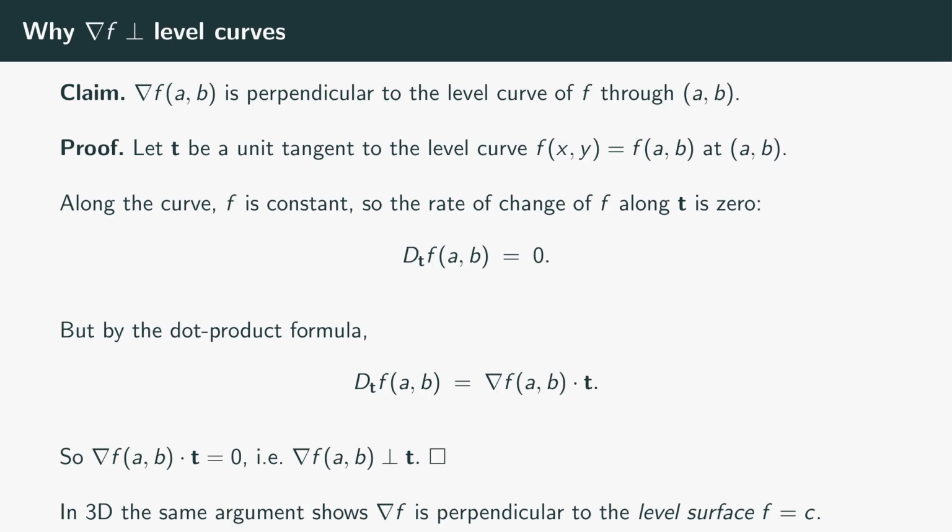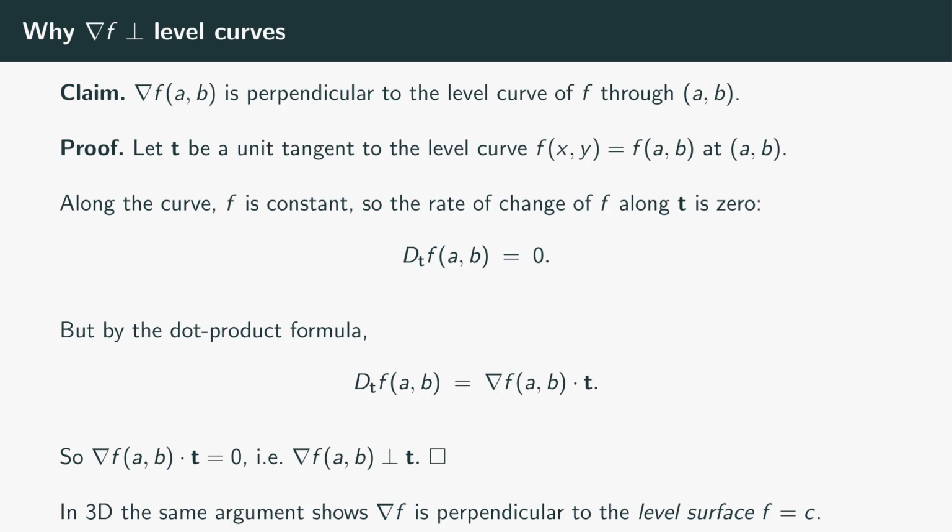That means the directional derivative of f in the direction t at (a, b) is 0. But the dot product formula says the directional derivative of f in the direction t at (a, b) equals del f at (a, b) dotted with t. Combine: del f dot t equals 0. Two vectors with 0 dot product are perpendicular, so del f is perpendicular to the tangent, which is exactly the statement that the gradient is perpendicular to the level curve.